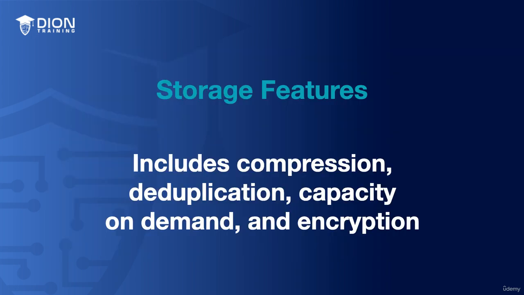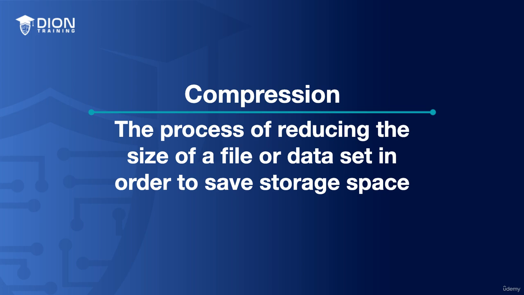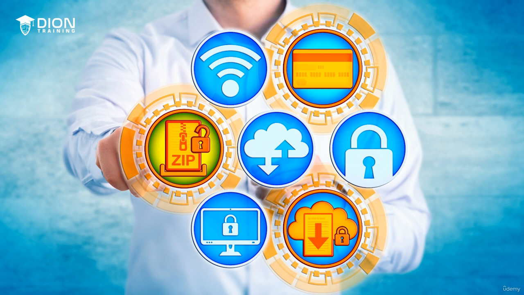First, we have storage features, and this includes compression, deduplication, capacity on demand, and encryption. One of our key storage features is compression, and this is the process of reducing the size of a file or dataset in order to save storage space. Compression can be applied to various types of files, such as images, videos, and text documents, and this can all be done using various algorithms, such as zip and gzip. For example, a company that stores a lot of video files on a cloud storage service might use compression to help reduce the storage space required to hold all of those files.